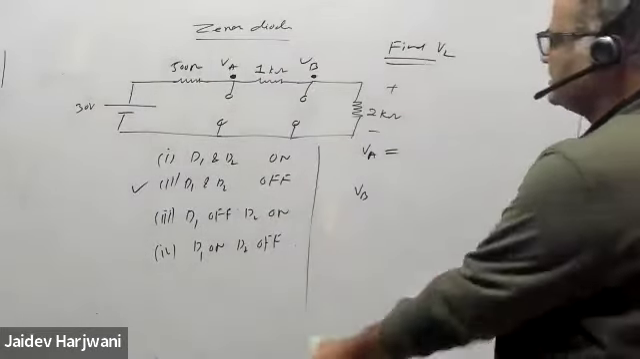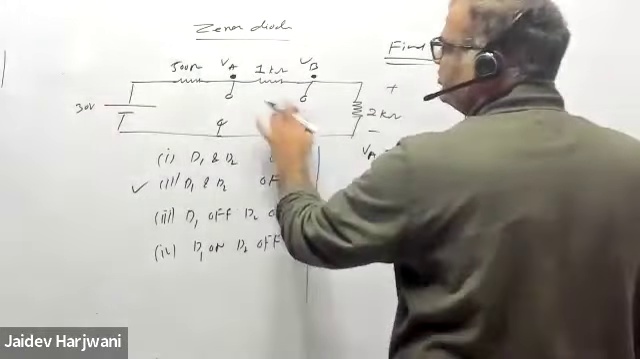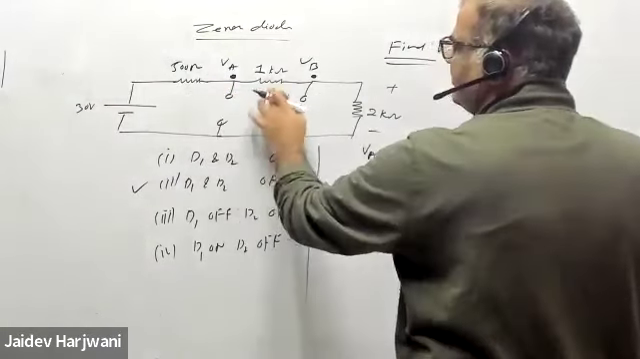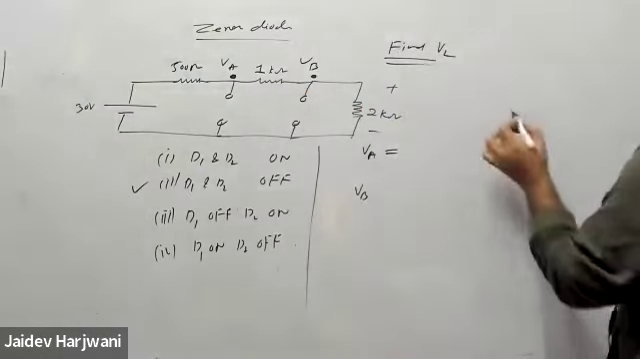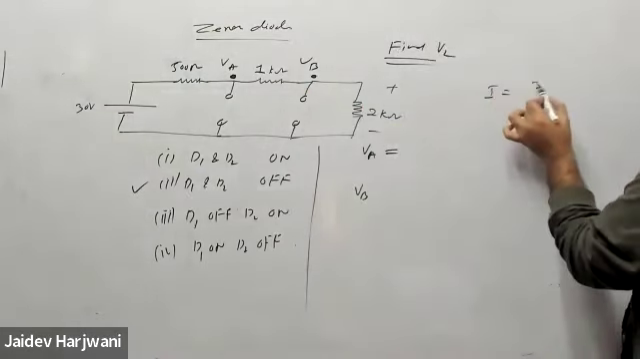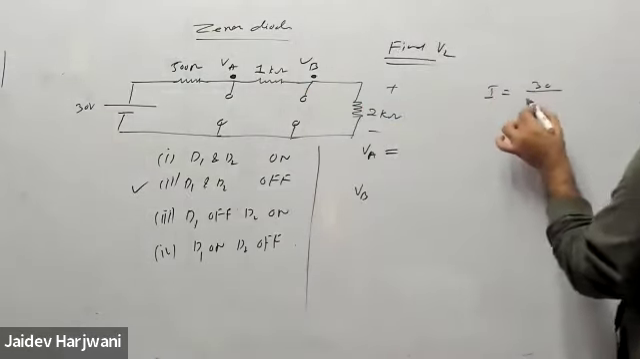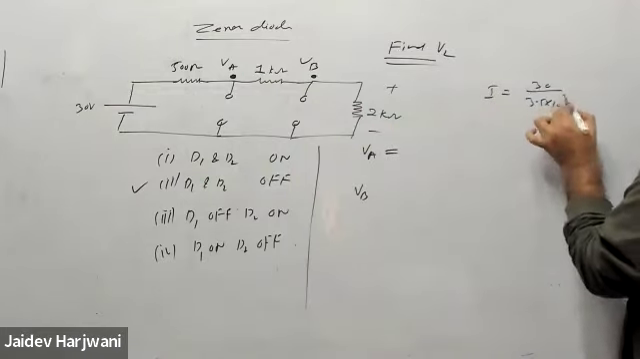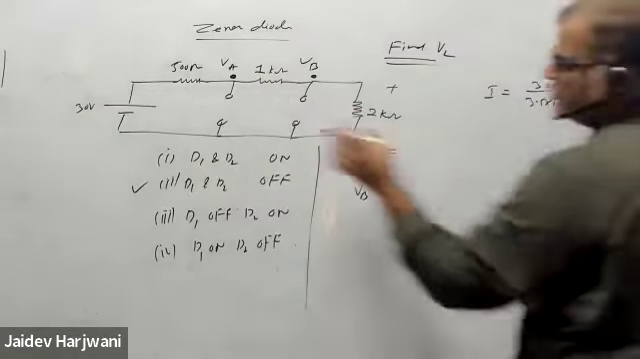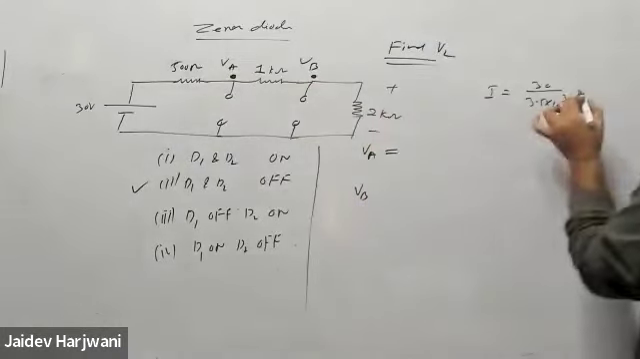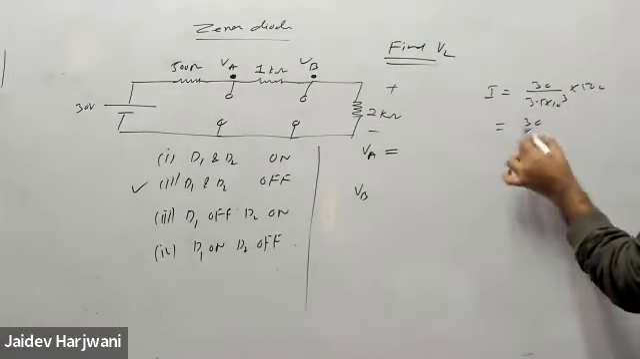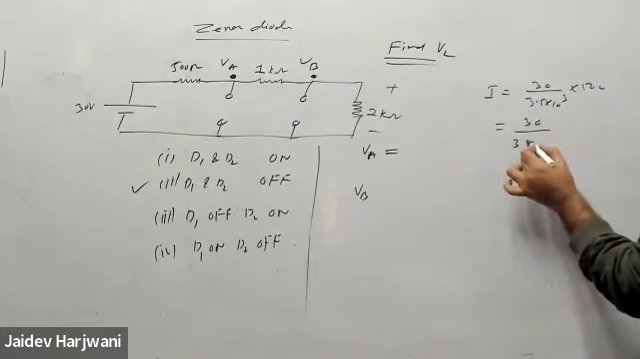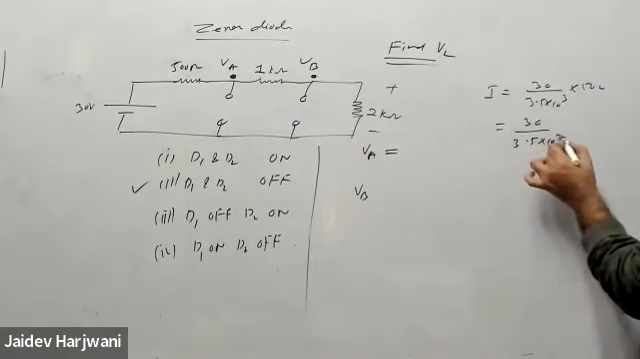So you have total resistance how much? Now both are off. This is a 500, this is a 1 kilo ohm, this is 2 kilo ohm, that is 3.5 kilo ohm. So current in the circuit will be how much? 30 volt upon 3.5 kilo ohm. And if I find the voltage drop across this 500 ohm, how much will come? Tell me. 30 upon 3.5 into 10 raised to power 3.